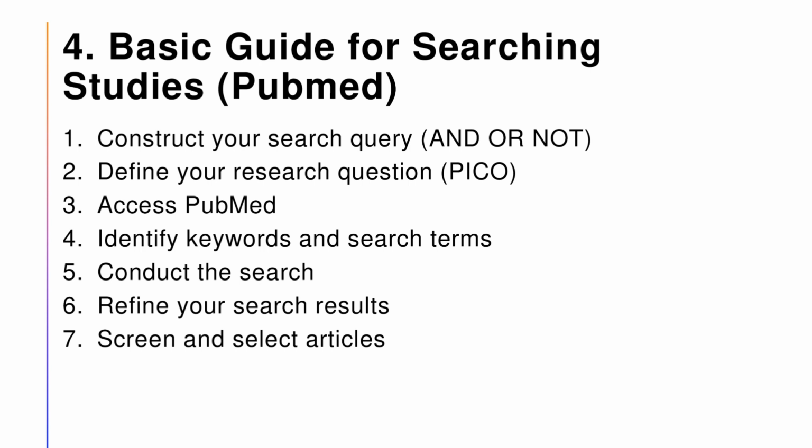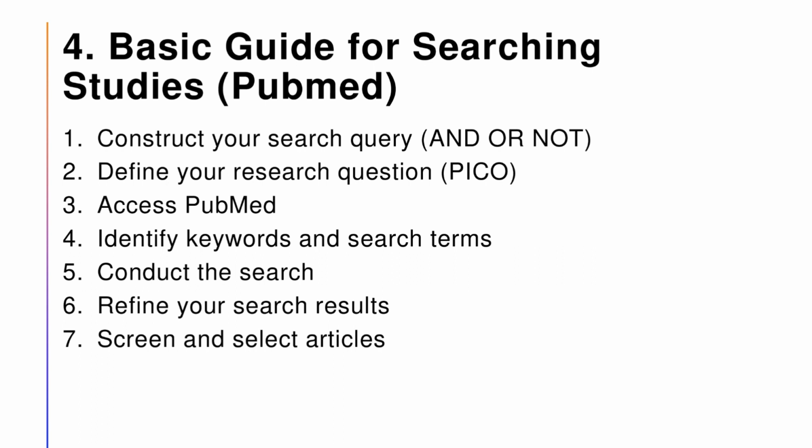on how to search for studies. So first of all, you will have to construct your search query using Boolean operators, which we will cover in the next slide. Second, you also have to define your research question really clearly. Third, you have to make sure you have access to PubMed.